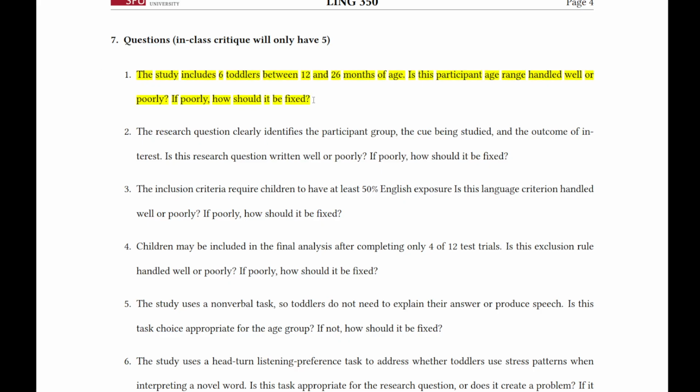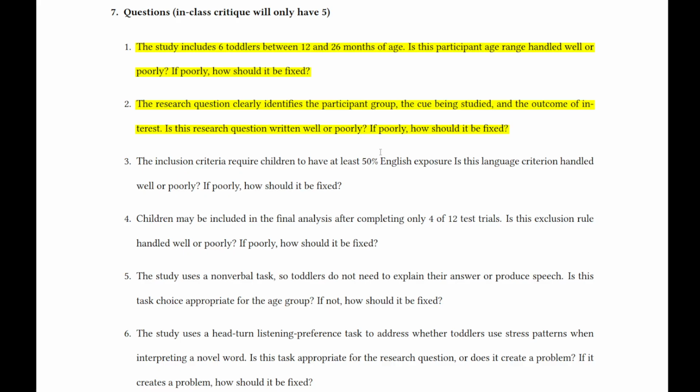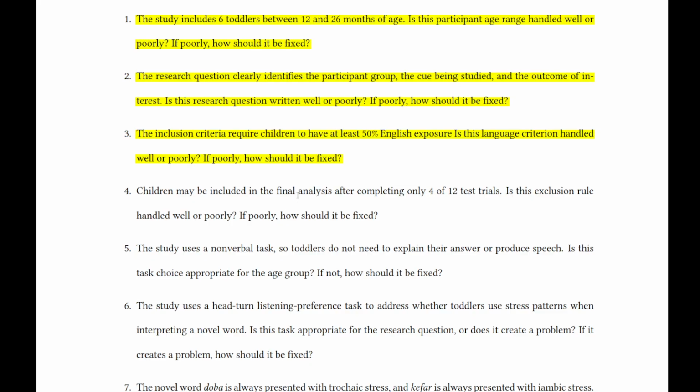So we have talked about question 1, which is we need a tighter age range. It clearly identifies the participant group being studied and outcome. Is the research question written well or poorly? Yes, this is fine. The rest is not. The inclusion criteria require children to have at least 50% English exposure. No, we would want it higher. Children may be included in the final analysis after completing only 4 of 12 test trials. We need more. More would be better.